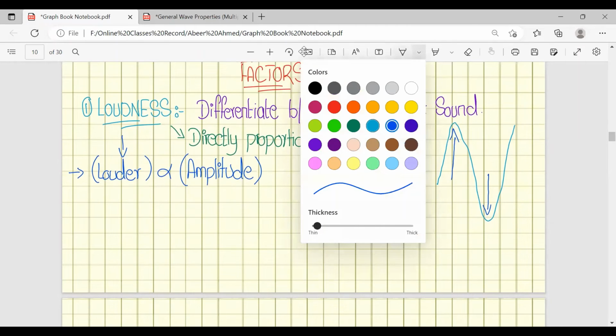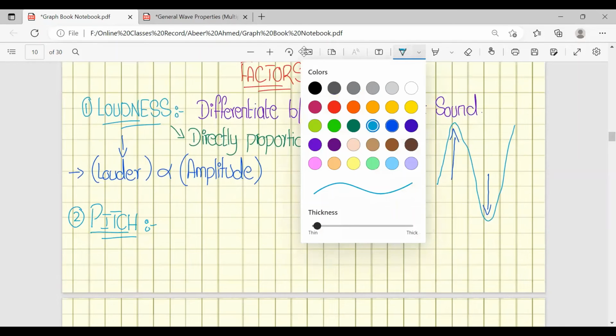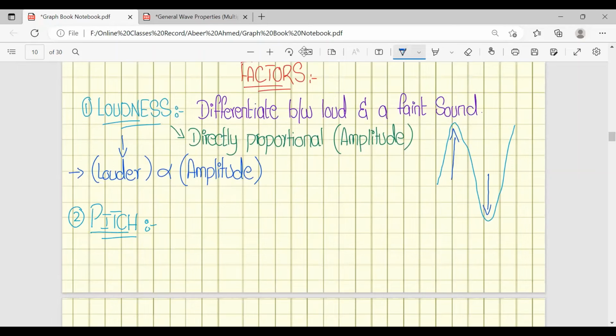So now let's discuss about the second factor, which is pitch. First of all, let's define what actually pitch is. Pitch helps us to differentiate between... any guess?